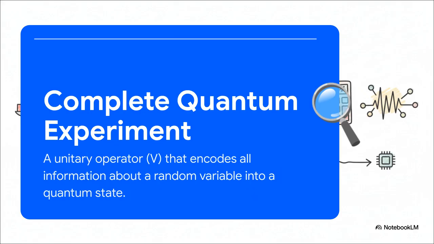So, how in the world does a quantum computer handle this? Well, it runs what the paper calls a complete quantum experiment. The key idea here is a quantum property called superposition. So think of it like this. Instead of a classical computer having to check each of those million data points one by one by one, a quantum computer can look at every single possibility at the exact same time. It encodes all of that messy classical data into one single elegant quantum state.